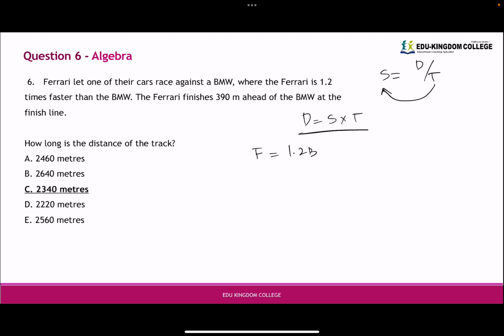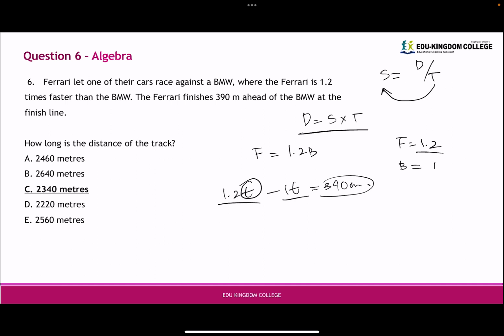Now, distance equals speed times time, and so the distance that the Ferrari travels is going to be 1.2t. So let's say the Ferrari equals 1.2 and the BMW equals 1, in terms of speed. We don't have units, it's not kilometers per hour, it's not meters per second, we don't know what it is, but it's speed times time, so 1.2 times t, and the Ferrari finishes 390 meters ahead. So if we subtract how far the BMW goes, so just t, or 1t, it equals 390 meters. So the distance the Ferrari goes minus the distance the BMW goes equals 390.